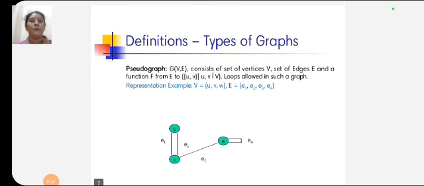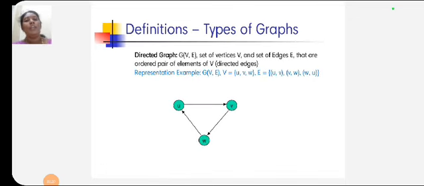Next, pseudograph. If a graph contains multiple edges, that is parallel edges or loops, then it is said to be a pseudograph. So here we have a graph with 3 vertices and 4 edges, but E1 and E2 are represented between the same pair of vertices U and V. So we have a multiple edge here, and also the edge E4 is represented from W to itself. So we have a loop here. So this graph contains both multiple edges and loops. Then this graph is called a pseudograph.